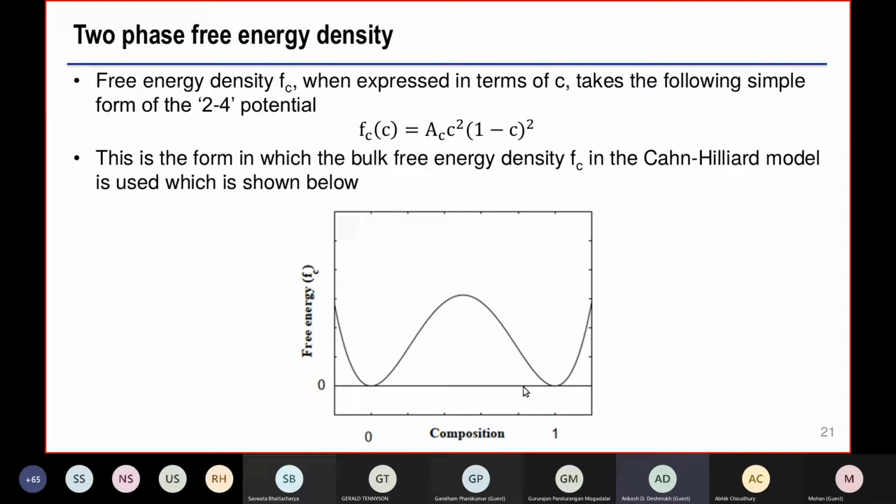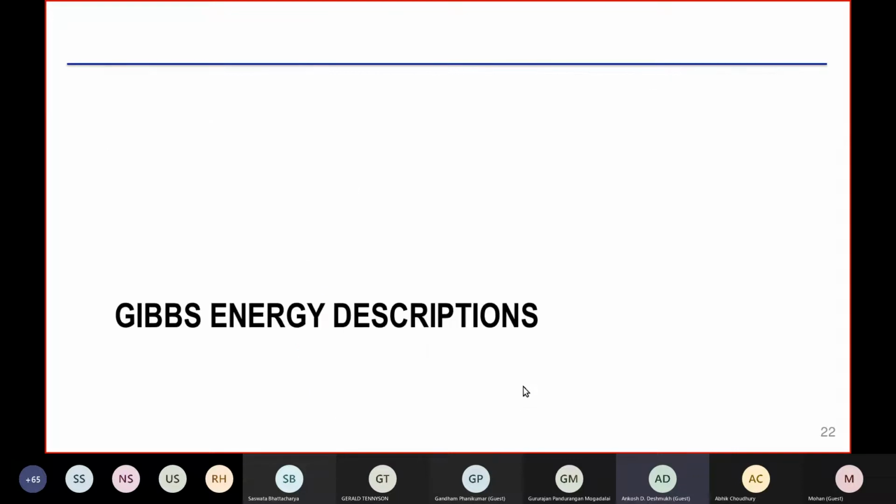So I will quickly go forward. I had thought of telling a little detail about the Gibbs energy descriptions, but I had a chance to go through the details shortly in the previous talk.